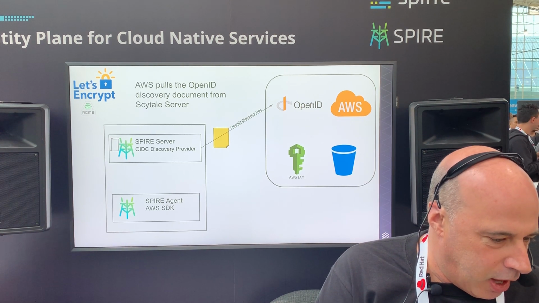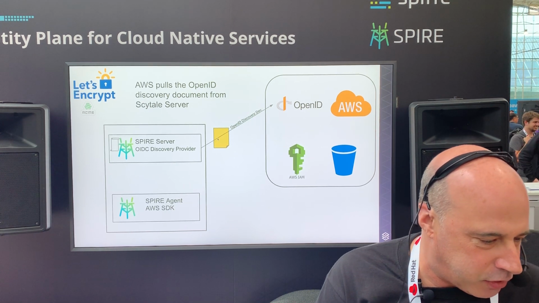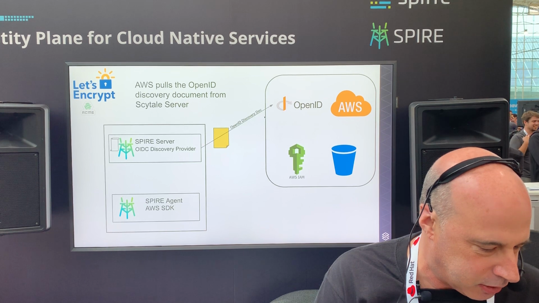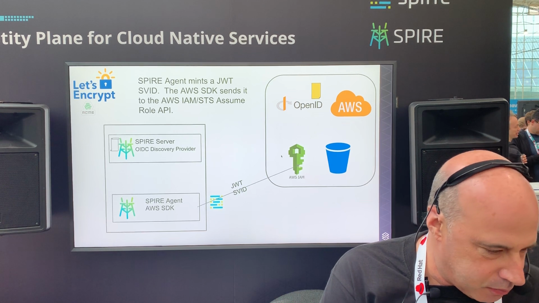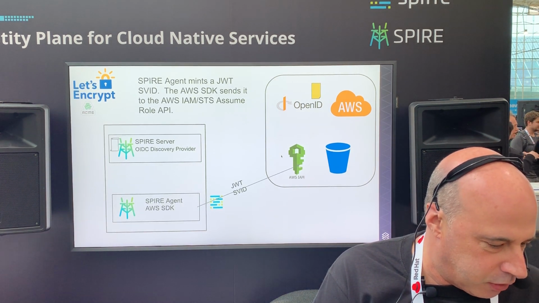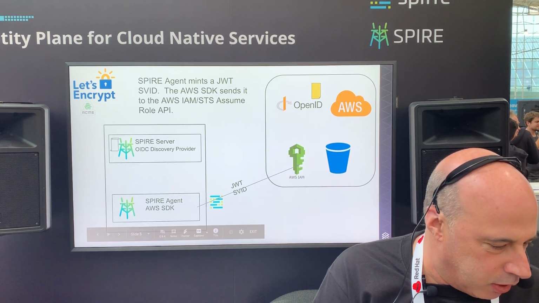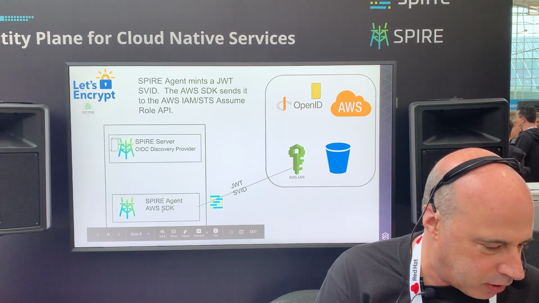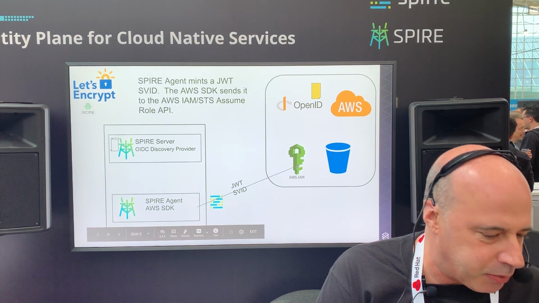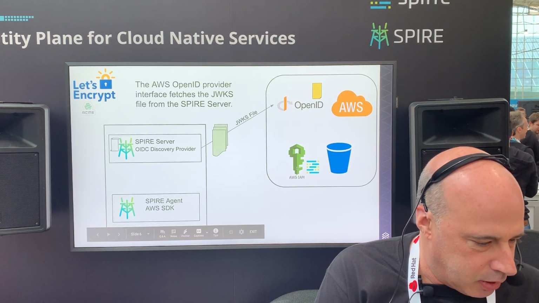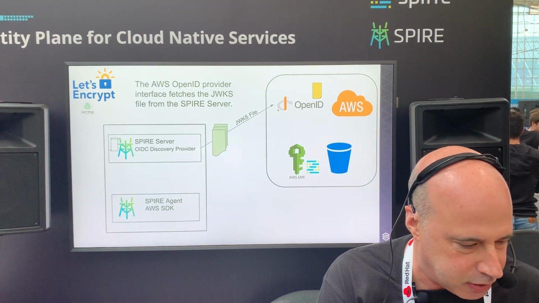After that, AWS calls in to the OIDC discovery provider and fetches the standard OpenID Connect discovery doc, which tells it where to get the JWKS file to authenticate SVIDs. So in this case, the SPIRE agent will fetch an SVID from the SPIRE server, have it signed on the SPIRE server, and then send it to the AWS IAM system, which will ask for the JWKS file from the OIDC discovery provider so it can verify the SVID.